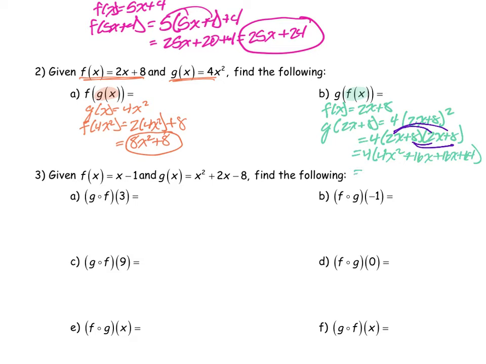And then I distribute my 4 through. I'm going to distribute and combine like terms at the same time. I hope you guys are okay with that. So 4 times 4x squared is 16x squared. And 16x plus 16x is 32x times 4 is 128x. And then 4 times 64 is 256. And there's my answer. I was running out of room. That's why I combined that last step together.